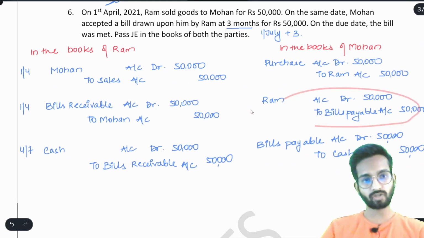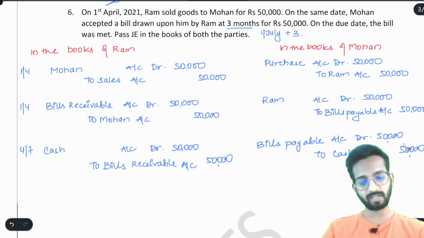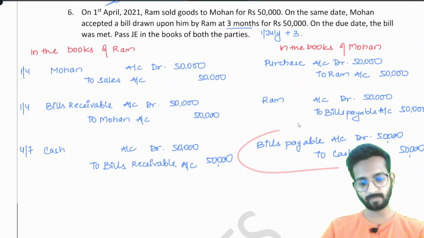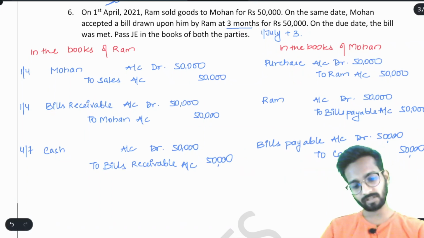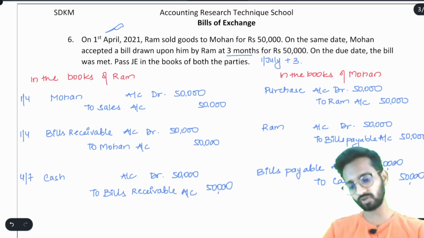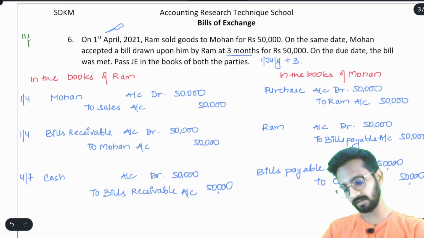Okay. After 2 months, what does Mohan do? Mohan is paying that liability. What is his liability? Bills payable. So bills payable account debit to cash. Very simple. Now we'll do the next question. This was the question regarding our first option. What was the first option? Retaining the bill.